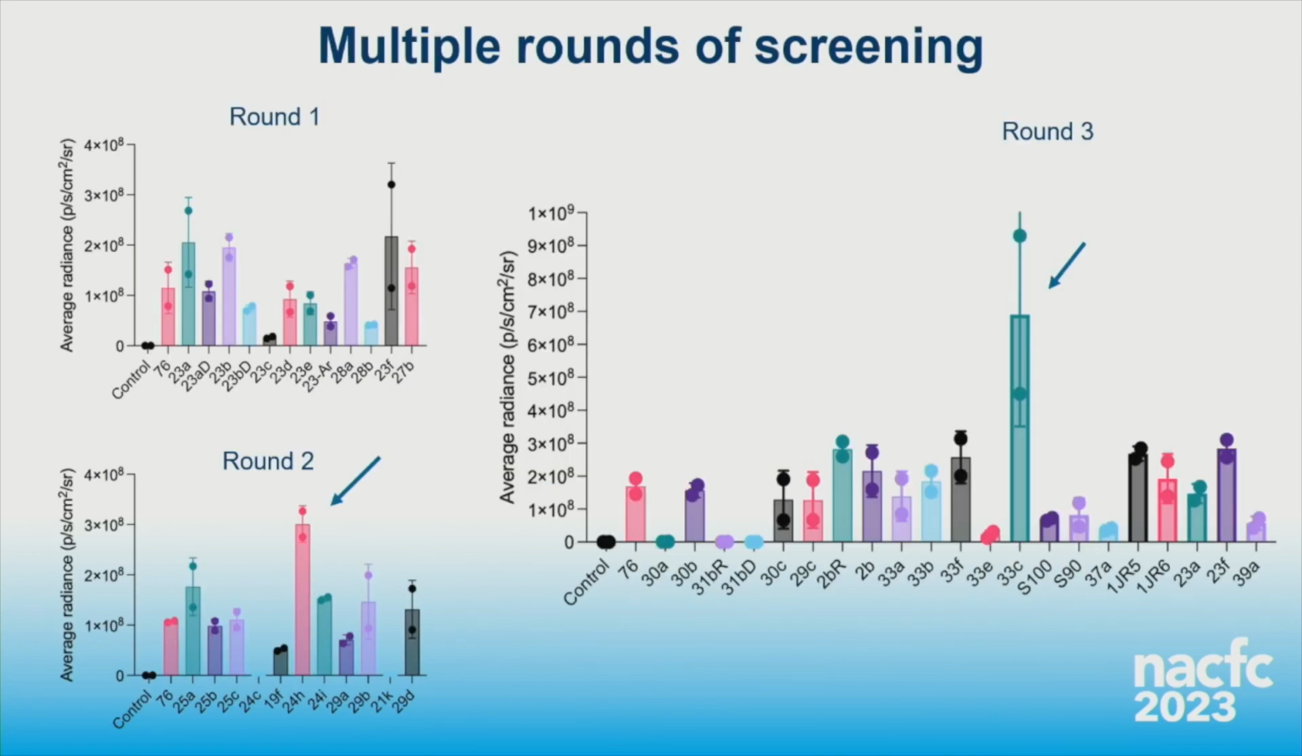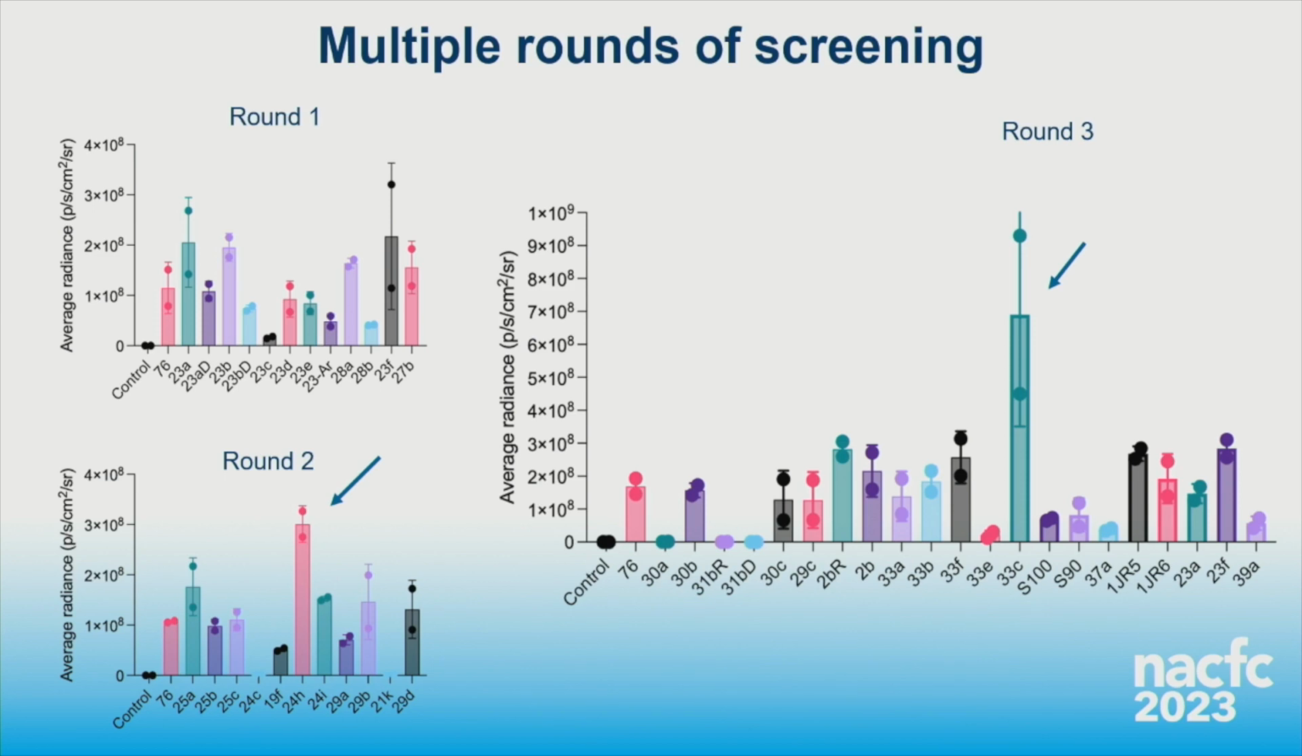And what did we do? A lot of screening. So this was our first round, and 76 is here. And you can see there are a couple that were kind of 2x-ish, and we're like, okay, that's good, but not really, no excitement. Round 2, we found one, 24H, that was about 3-fold better. And we're like, okay, that's starting to become, that's nice. And then 33C is almost 6-fold better with this reporter. And so this was really exciting.